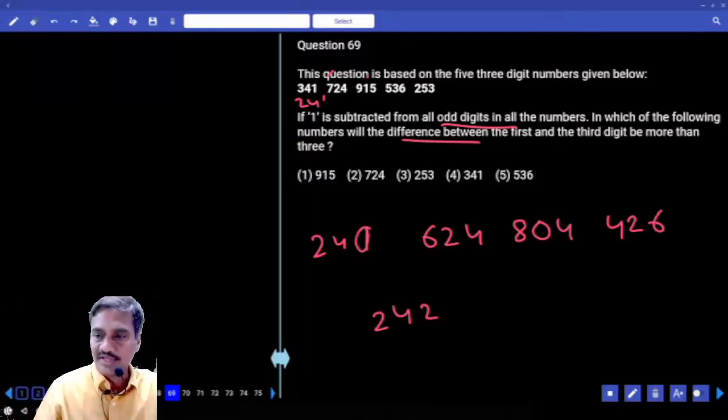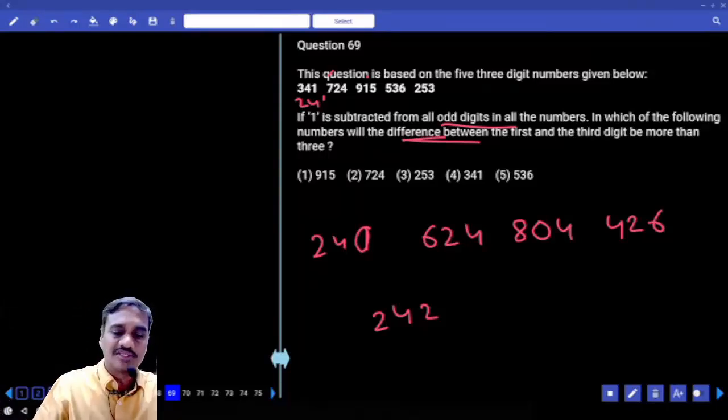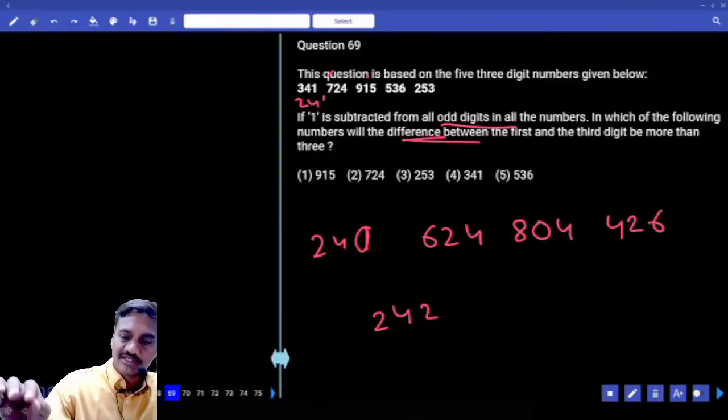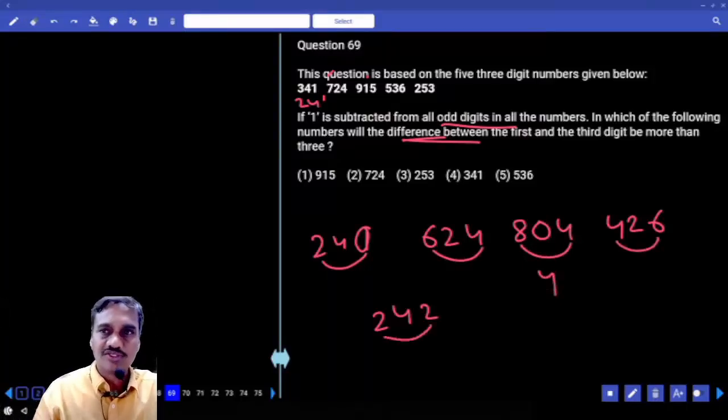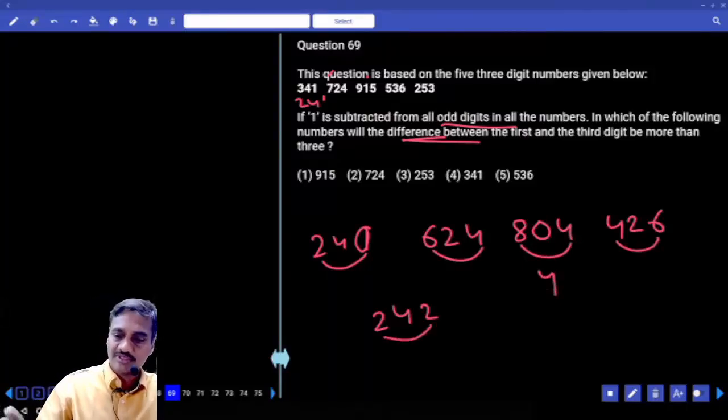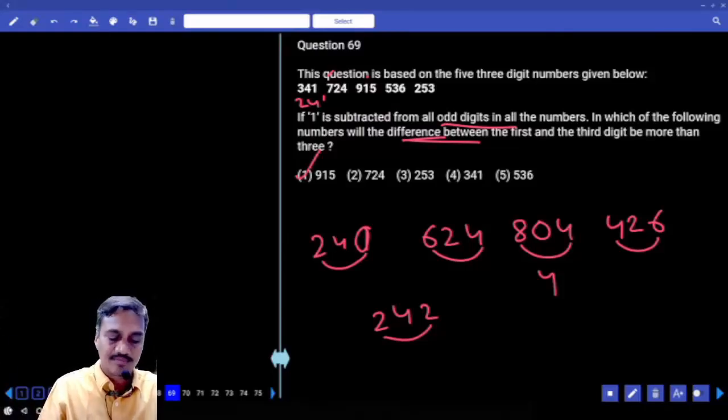240. Then next one, and the difference between the first and the third digit be more than 300. First and the third digit more than 3, here it is 2, and here it is so much 2, here the difference is so much 4, and here the difference is 2, here it is 0. And you know how many such numbers? We have only one such number, 804. Now this 804 we are getting from where? 915, that is choice 1, question number 69.